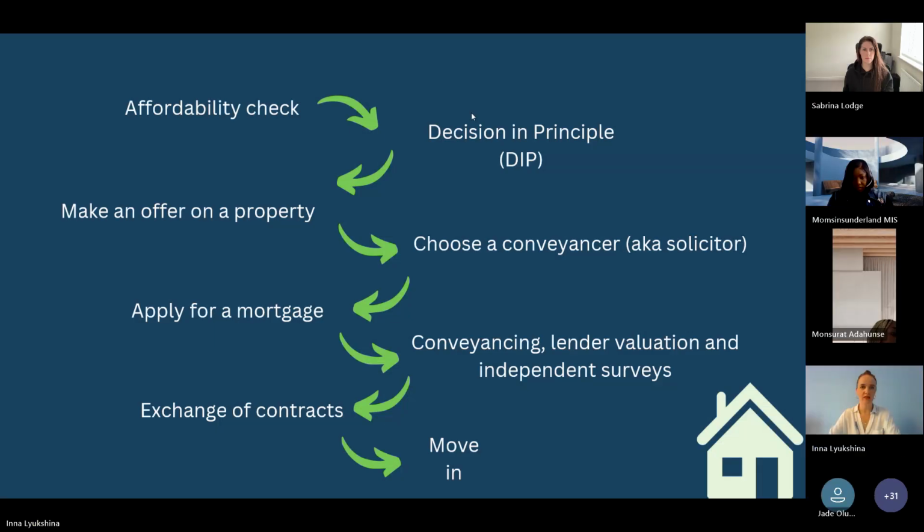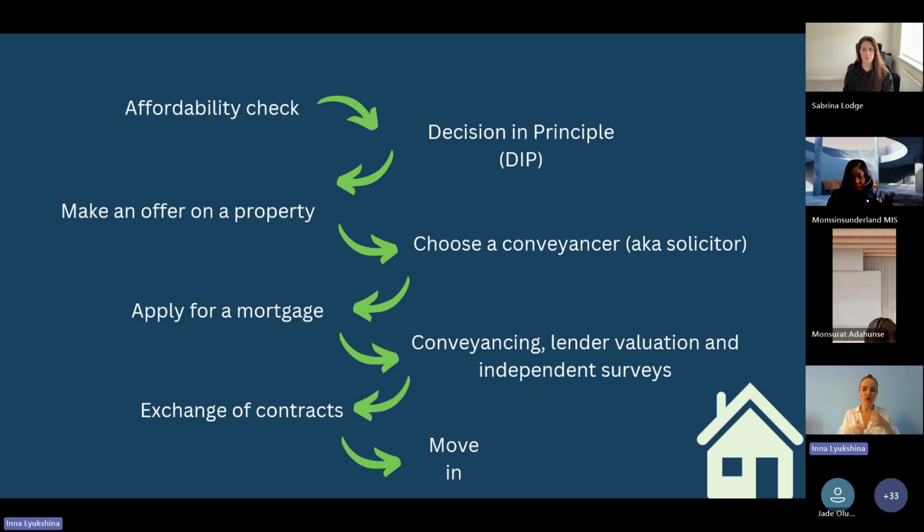It has started. Right, so what you can see in front of you is this chart. Now, let's assume that you're in a position where you feel like you're ready to buy the property. So the first thing that needs to be done is we need to carry out the affordability check. You need to understand how much money you can borrow from the bank to be able to buy a property.